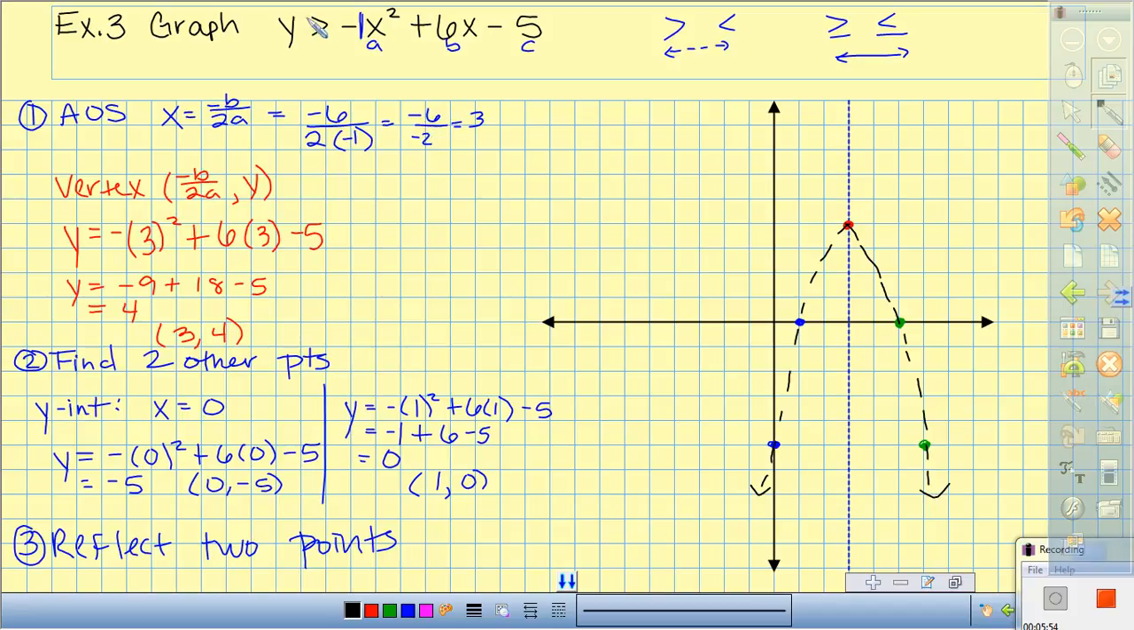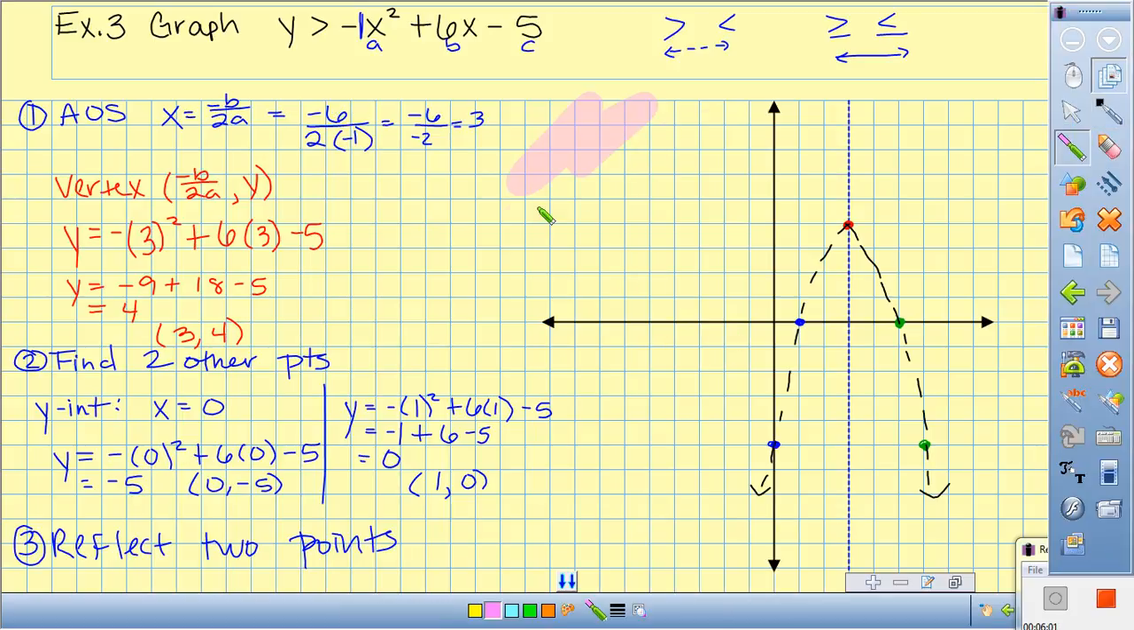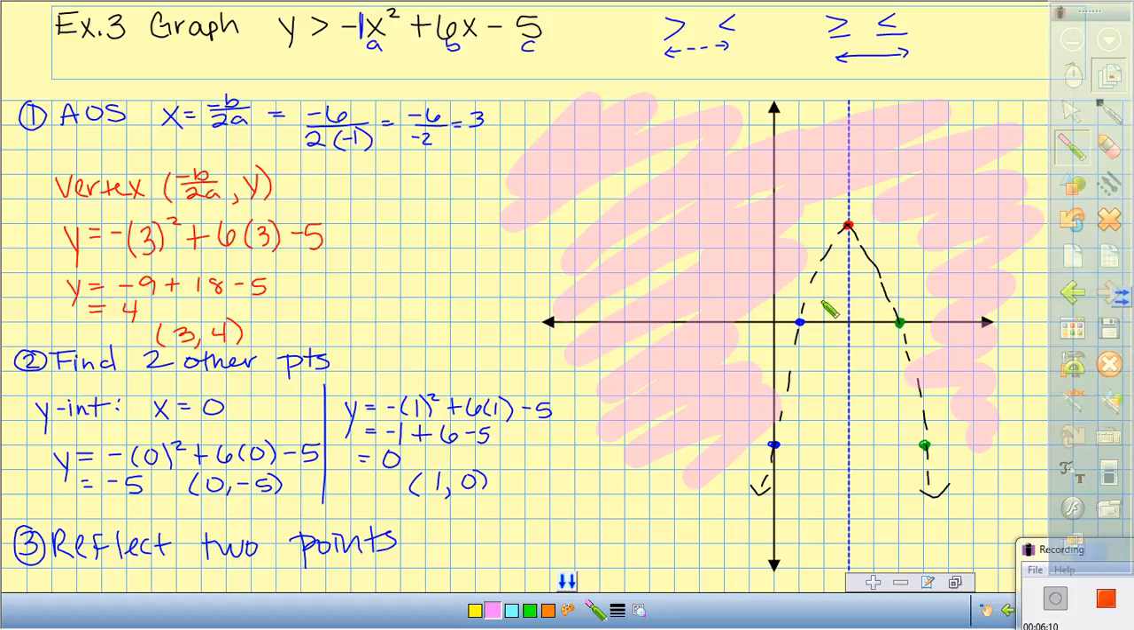Now we need to know where to shade. Greater than means shade above. Well, where is above? In this case, shading above would be above your parabola. So it's not an inside-outside thing. It's not, do I shade inside my parabola or do I shade outside my parabola? It's what's above your parabola and what's below your parabola.